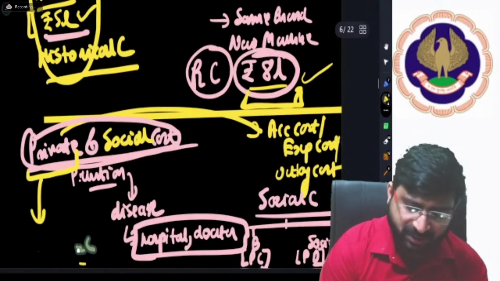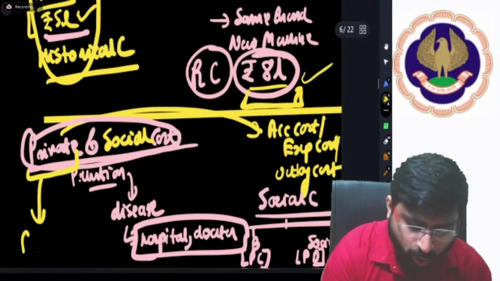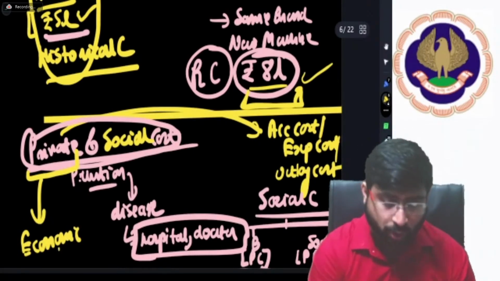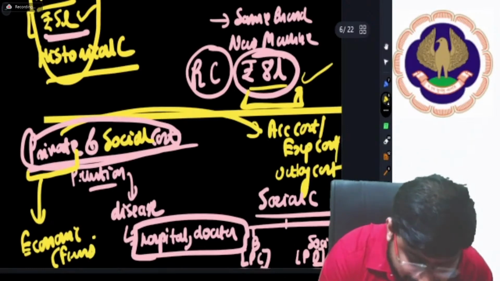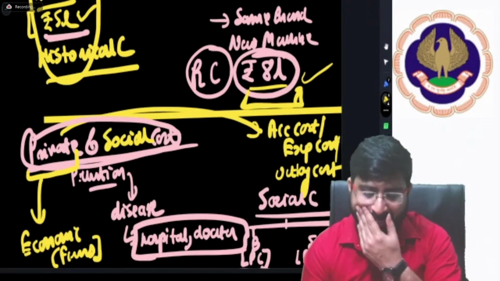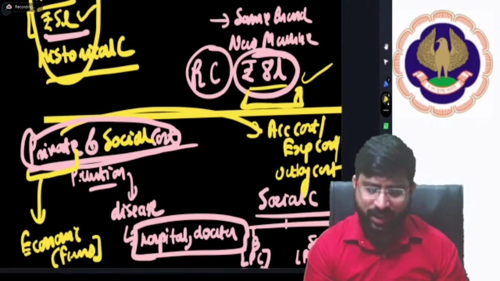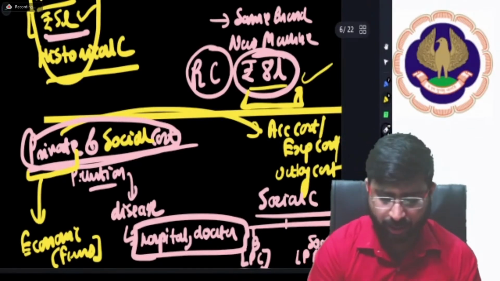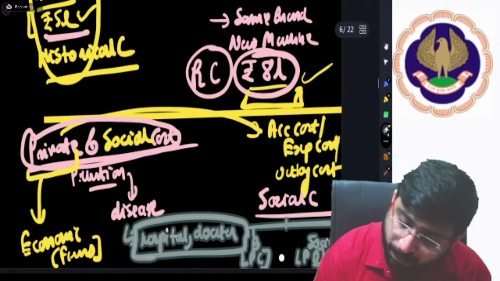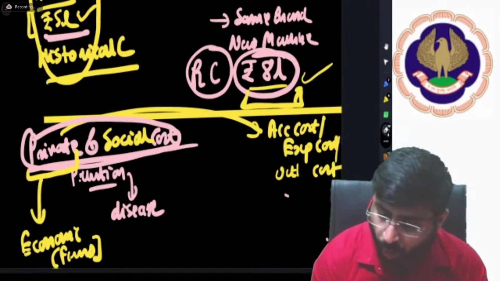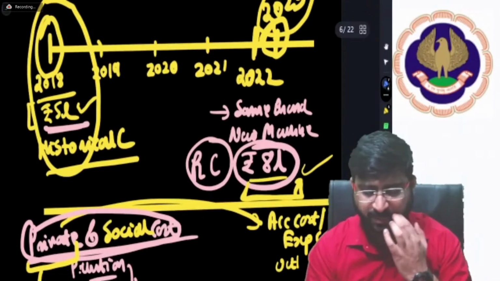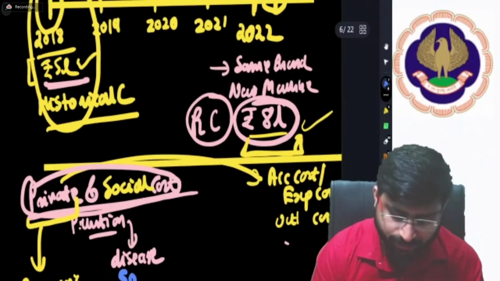So simply speaking, sir, you are saying private cost is just like economic cost. Yes, absolutely. It has to be incurred by firms. It can be explicit as well as implicit. Then, sir, what is social cost, sir? Now I will explain you social cost. Social cost is even bigger than economic cost. What is social cost?